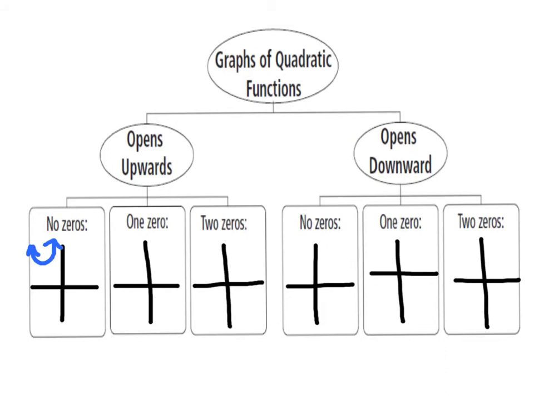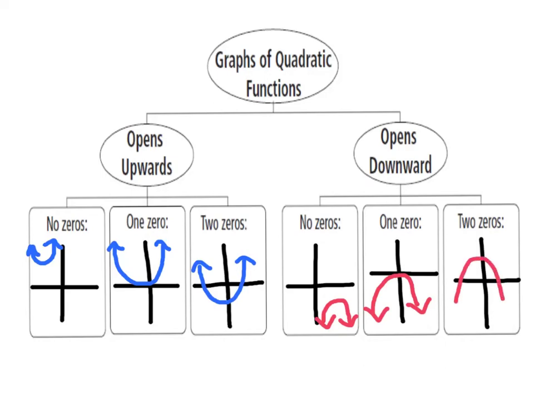If it has 1 zero, that means it would touch the x-axis in only one spot. I know it looks like it touches in more than one, but it only touches the x-axis once. And if it has 2 zeros, it's going to actually cross the x-axis. We see that it touches it twice, so it would have 2 zeros. Similarly, if it opens downward with no zeros, it is not going to touch the x-axis. If it has 1 zero, it touches the x-axis in one spot. And if it has two zeros, it intersects the x-axis twice.